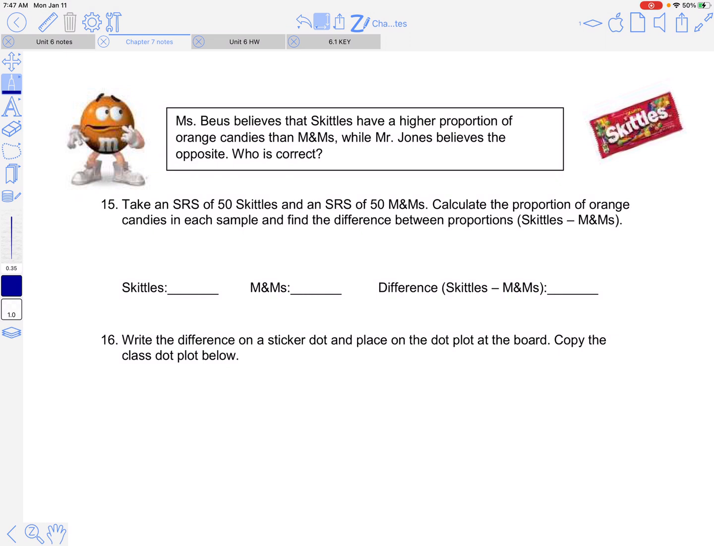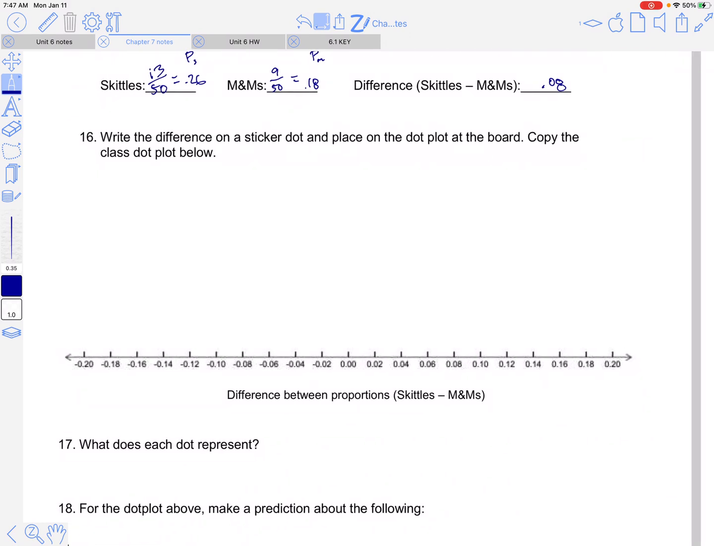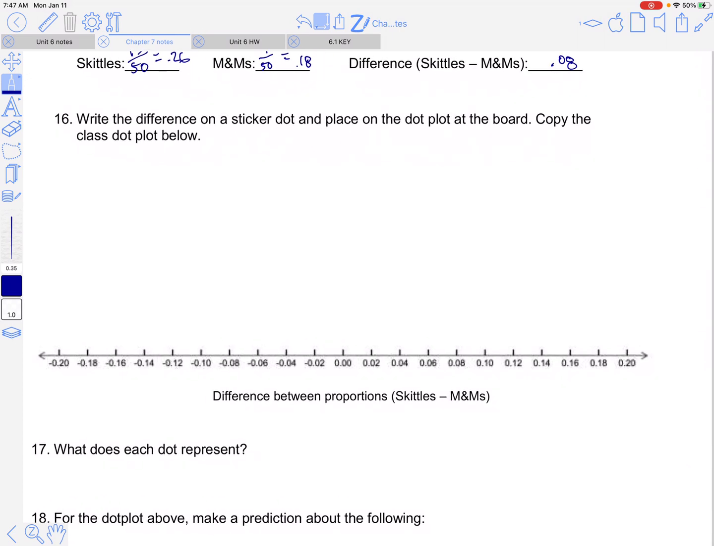But I had a bag of Skittles, and there were 13 out of 50, which is 0.26. This is a sample, right? So I'm going to use p hat of Skittles, so my sample proportion. And then the M&Ms, I had 50 as well, and there are 9 out of 50, which is 0.18. So that's again a p hat for M&Ms. Now the difference, I specified I want to do Skittles minus M&Ms. So when I do that, I get 0.08. Okay, so write the difference on a sticker dot and place the dot on the board.